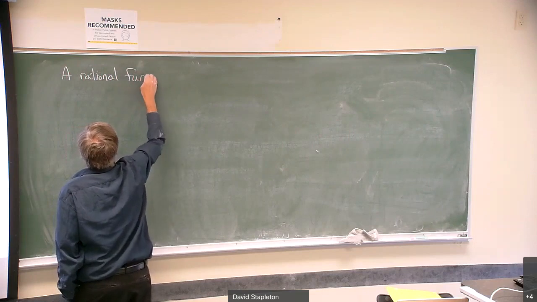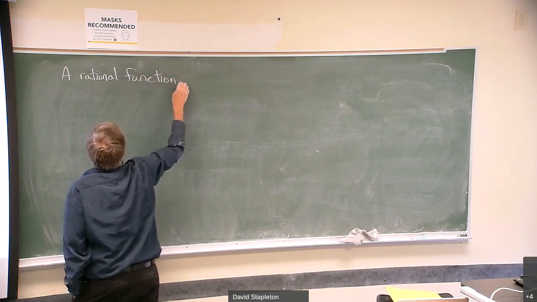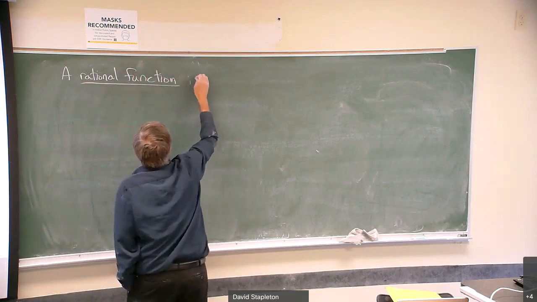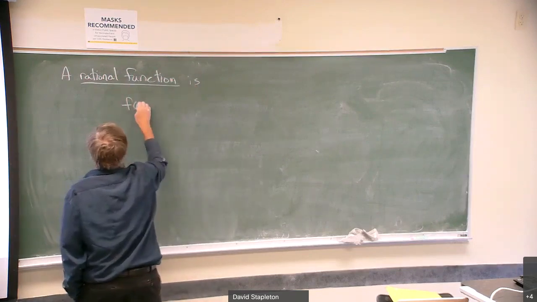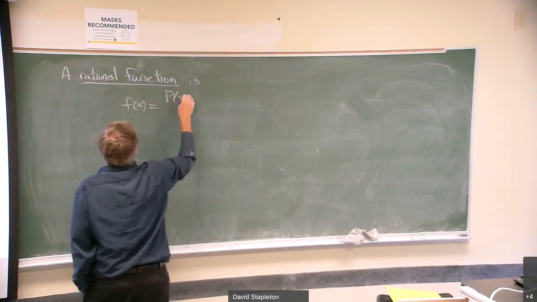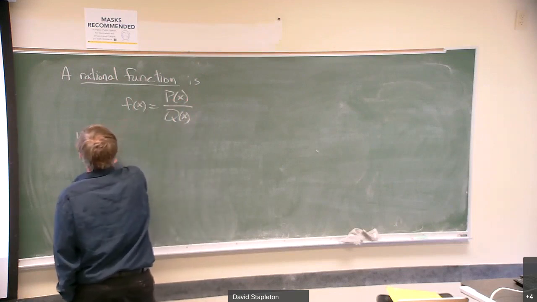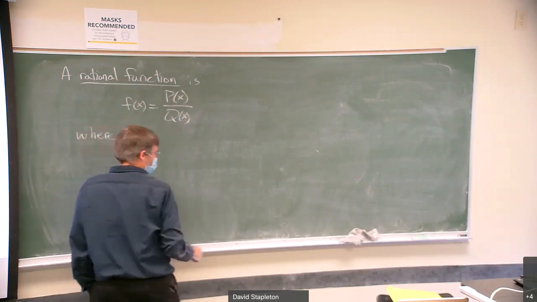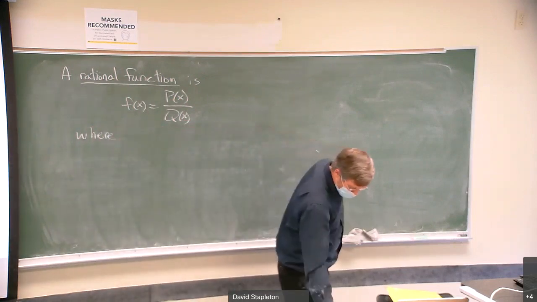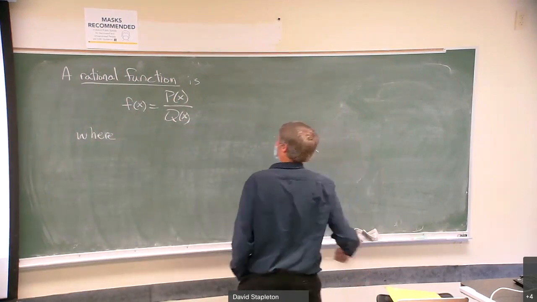You've seen these also, although they're less important. A rational function is a function f of x equals p of x over q of x, where p of x and q of x are polynomials. So a quotient of polynomials is a rational function.